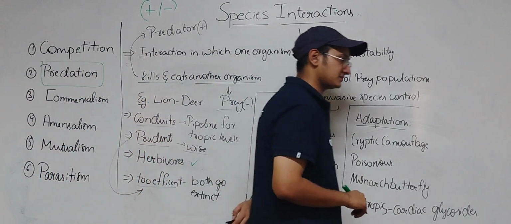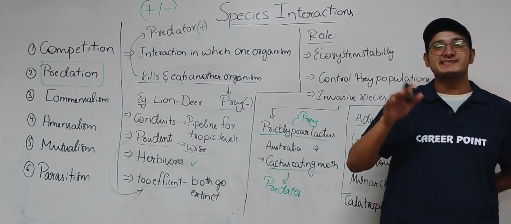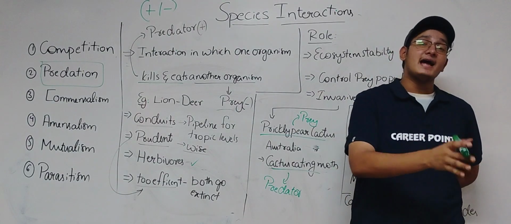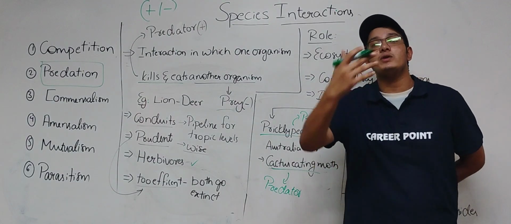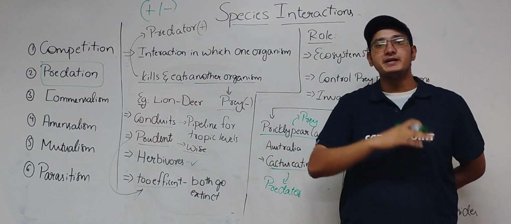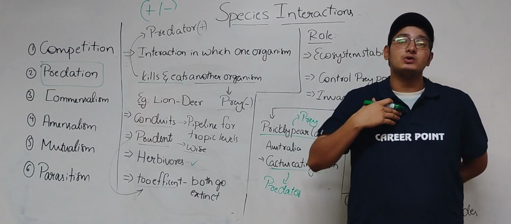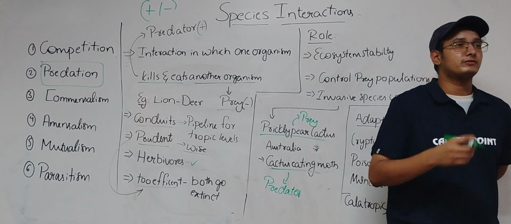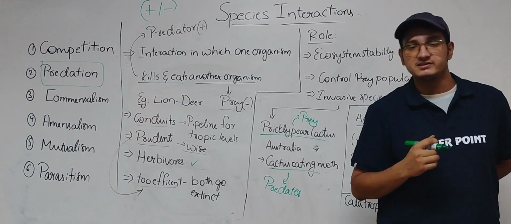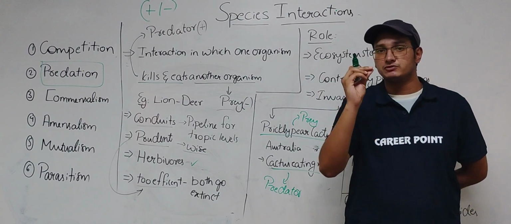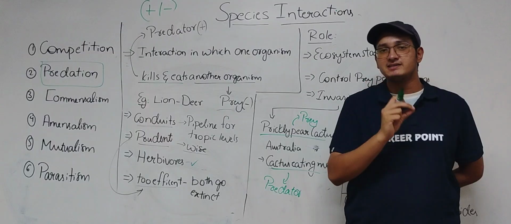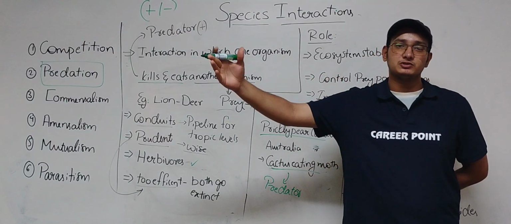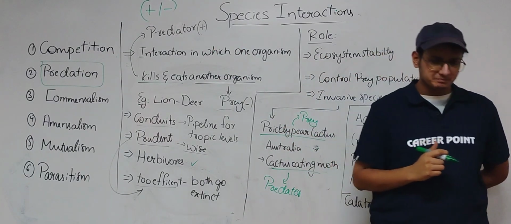Now adaptations. In order to escape from predators, both plants and animals have developed their own adaptations. They want to get rid of the predators. Thorns, spines and thick leaves are all adaptations of plants to get rid of predators like herbivores.